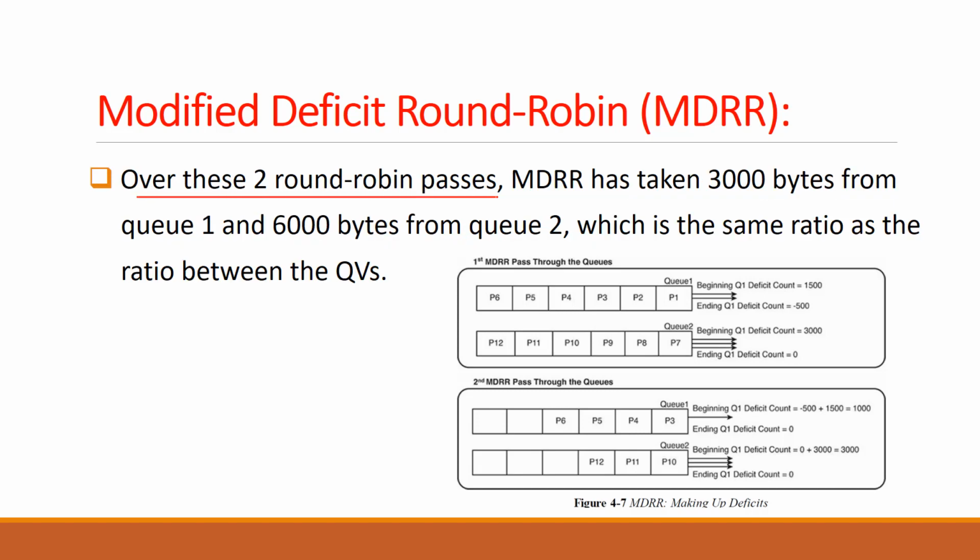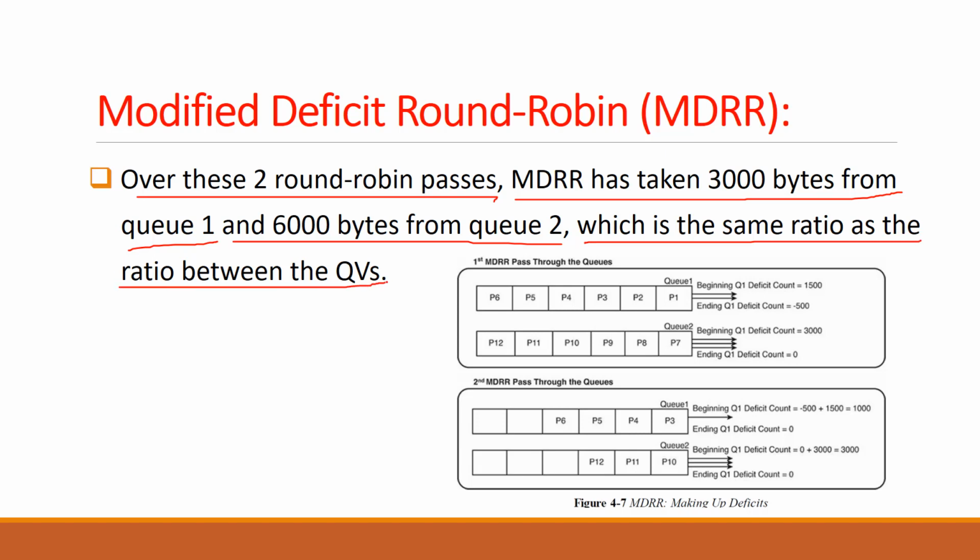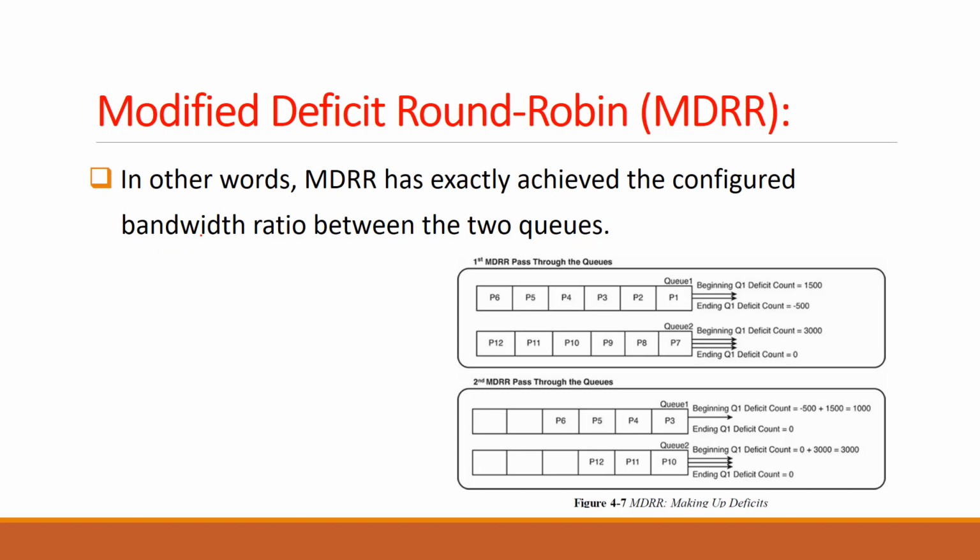Over these 2 round robin passes, MDRR has taken 3000 bytes from Q1 and 6000 bytes from Q2, which is the same ratio as the ratio between the QVs, which was 40% of the link bandwidth to Q1 and 60% of the link bandwidth to Q2. In other words, MDRR has exactly achieved the configured bandwidth ratio between the two queues. As we said, 40% for Q1 and 60% for Q2.